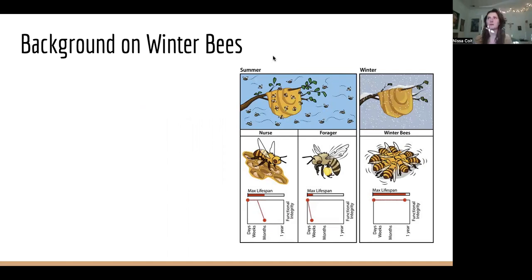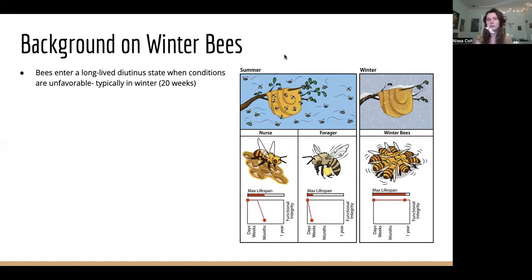So basically the question that got me started on this whole thing is how do winter bees overwinter and what causes it. If you aren't already familiar with the way that overwintering works in honeybees, they enter what's called a diutinous, or long-lived, state in the winter, where they can live for up to 20 weeks, which, as you probably know, is pretty unusual compared to summer bees, which live for only 6 weeks.